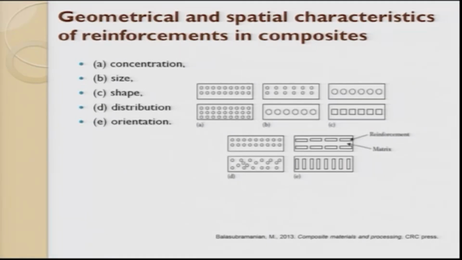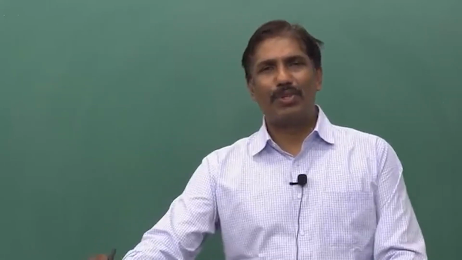The next is size. You can see a smaller circle and a larger circle. A smaller circle has larger surface area and lesser volume, so it has more interface. This interface enhances wettability, or the adhesion between the polymer and the reinforcement. So, smaller the size, larger the surface area. Larger surface area means more area to come in contact with the polymer, more wetting, more interface, so a stronger composite.